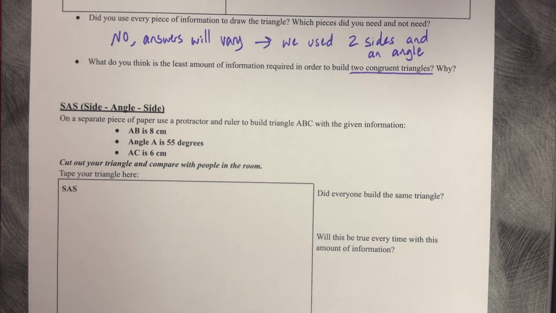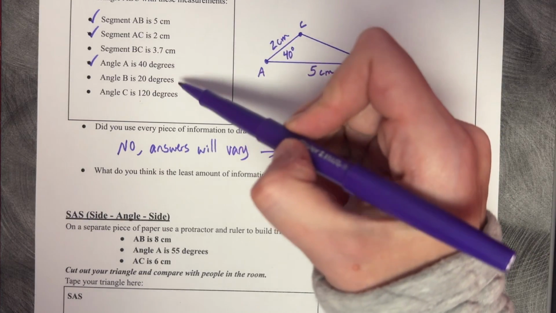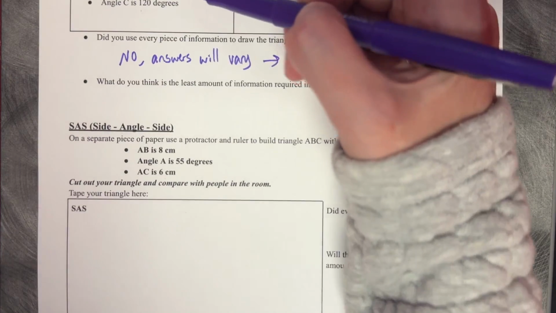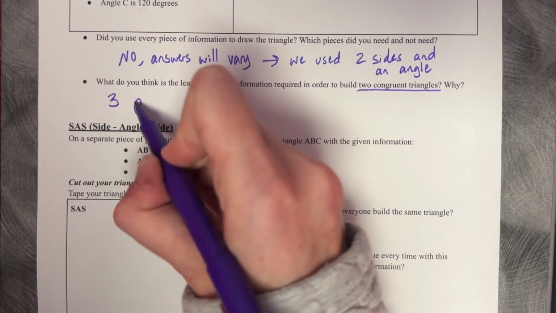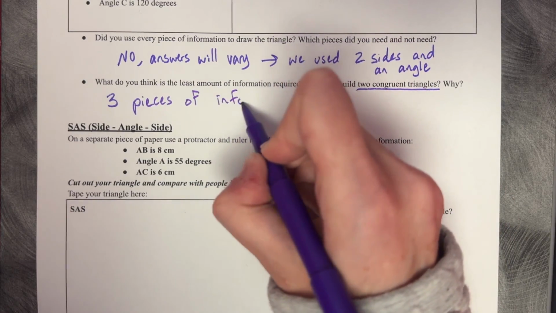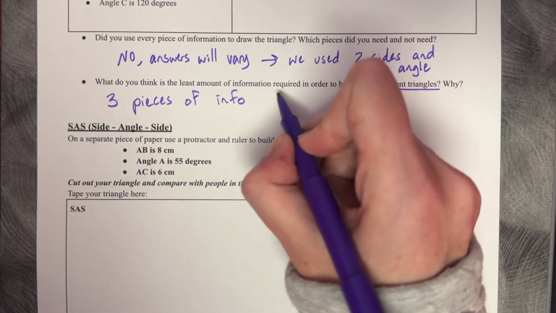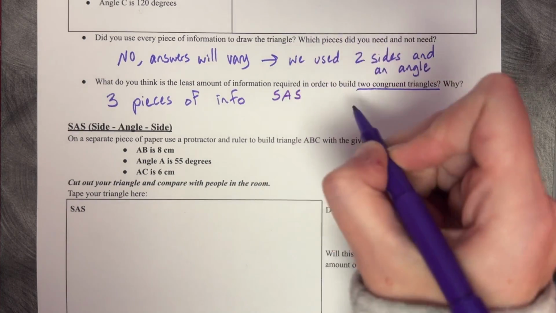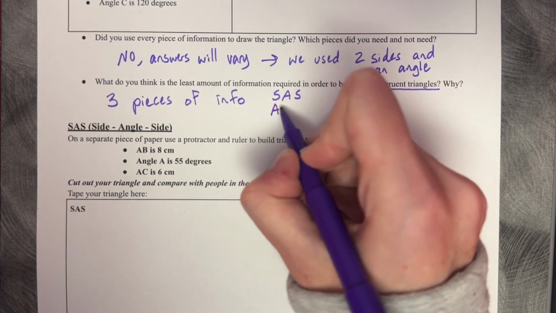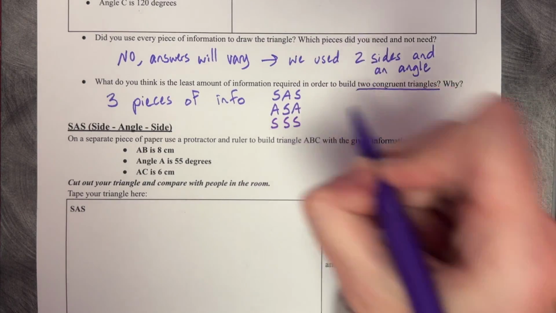So in the world of triangles, congruent triangles, you don't need all 6 pieces of information. I don't need to know all 3 sides and all 3 angles. You only need 3 pieces of information. And the ones that we're going to focus on today are side, angle, side. That's what the S and the A and the S stand for. We're going to look at angle, side, angle, and side, side, side.